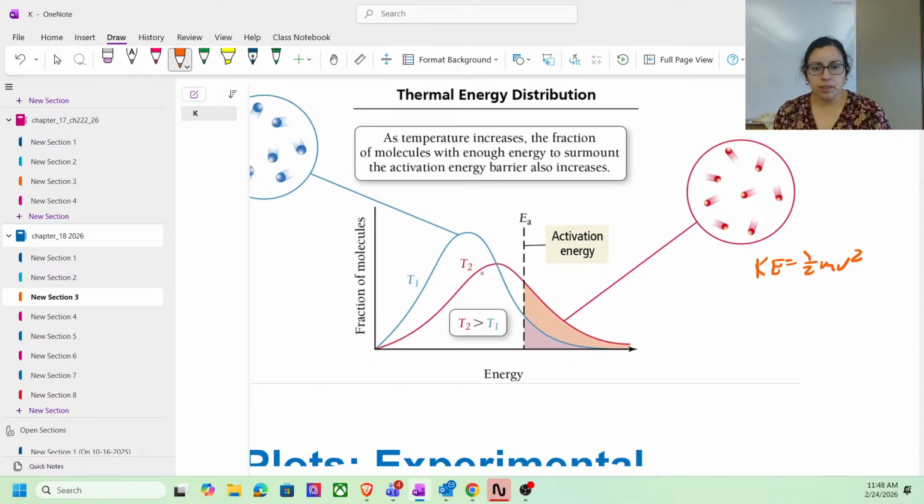So notice T2 is higher, so it gives a wider distribution curve. You could still have something not moving at some instant, but you have a wider spread, since you will have things moving faster with that higher temperature. And then it shows the area under that curve, which again implies higher temperature, more successful collisions.